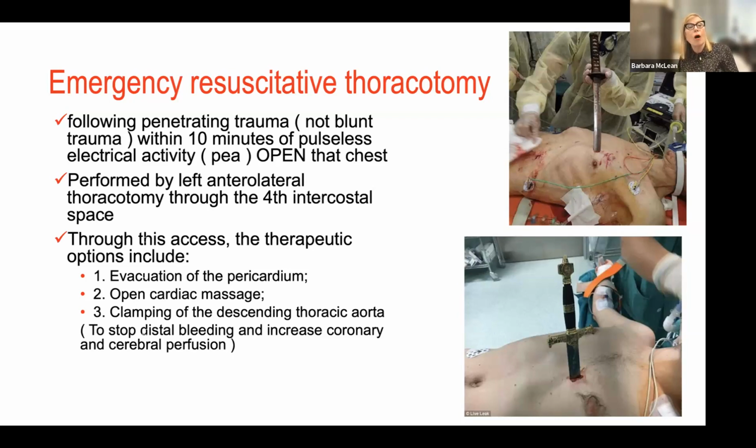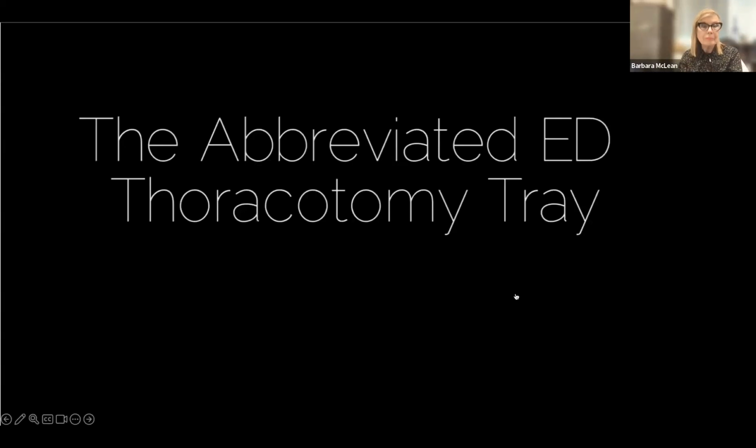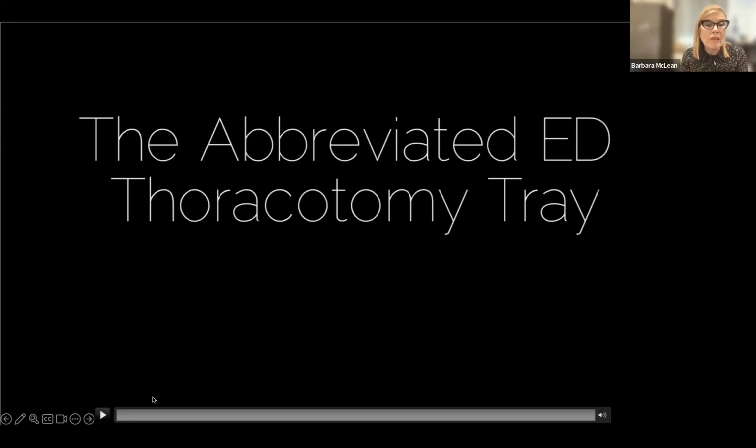That chest is going to be opened by a left anterolateral thoracotomy, usually through the fourth intercostal space to the lateral surface of the left ventricle. Here, we're going to be able to evacuate blood that's in the pericardium, apply open cardiac massage, and clamp the descending thoracic aorta. We do that to give more blood up in the aortic arch, enhancing coronary artery and cerebral perfusion.